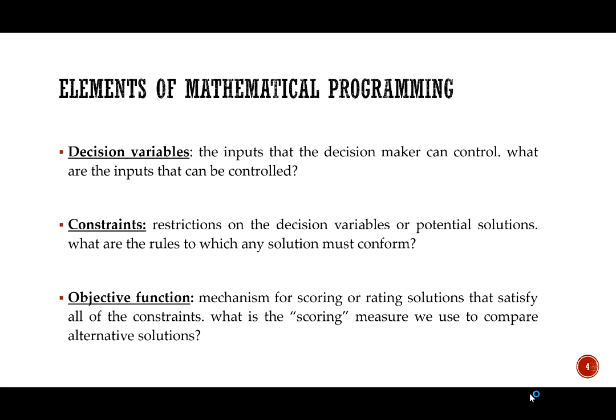The third element is the objective function, which is a mechanism for scoring or rating solutions that satisfy all of the constraints. We might have several solutions which meet all the constraints that we just defined. Now, what is the scoring measure we use to compare alternative solutions? Because eventually we want to choose the best solution. And that's why we say prescriptive models recommend a course of action.